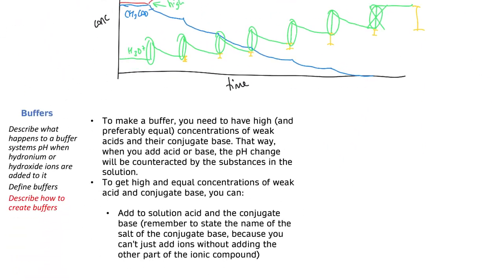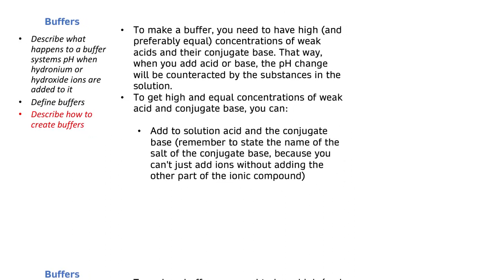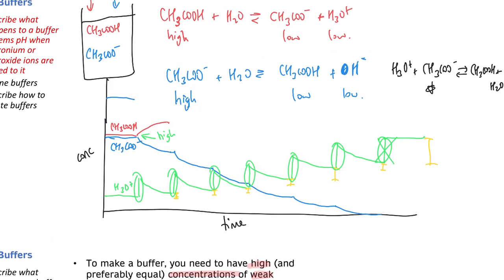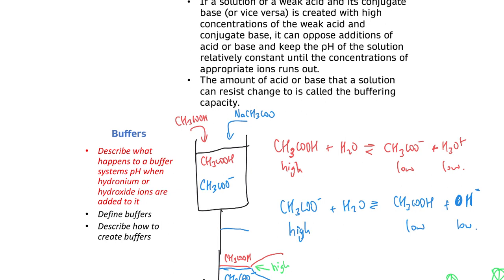What's next? So to make a buffer, you need to have high and preferably equal concentrations of weak acids and conjugate bases. And so that's what we said before, high concentrations of weak acids and their conjugate bases, or vice versa. That way, when you add acid or base, the pH change will be counteracted by a substance in the solution. So whether you add acid or base, something's going to react with it. All right? How do you make that? Okay, you take a weak acid and you add the salt of its conjugate base, and then you have a solution with high concentrations of each.